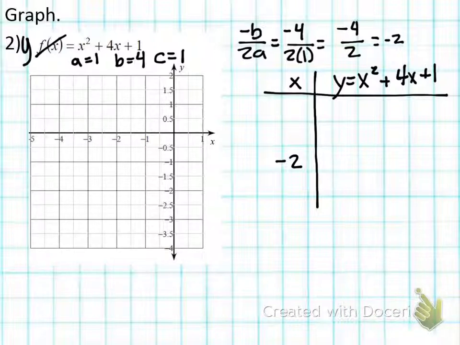Okay, so going 2 up from -2, I get -1 and 0. Then going 2 back from -2, I have -3 and -4. Okay, again, I'm building around this center point because I want to know that U shape. Okay? Got it?